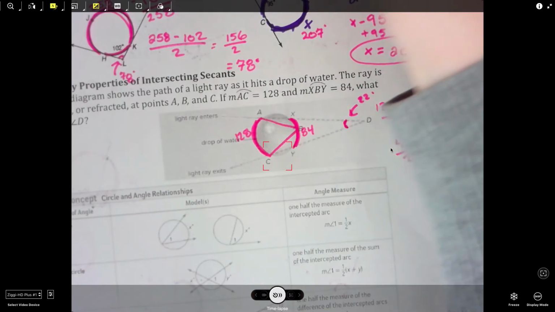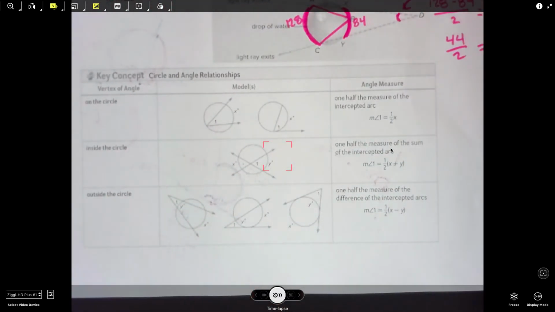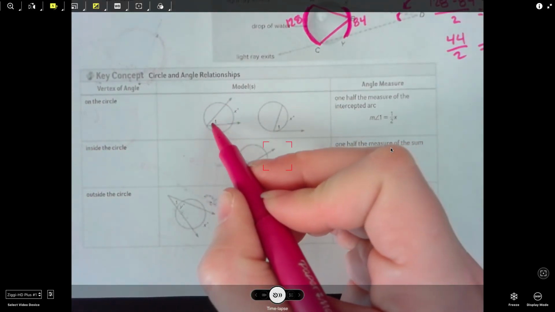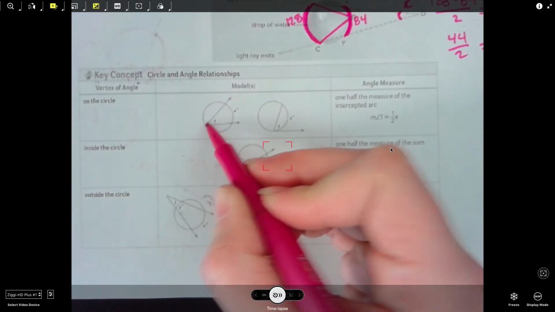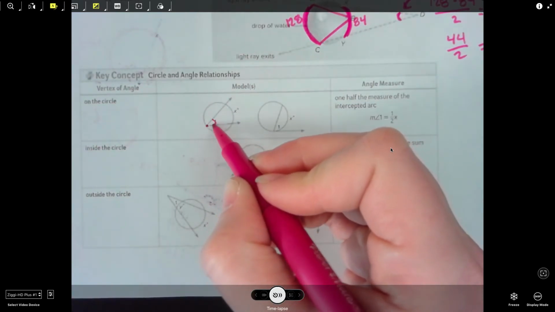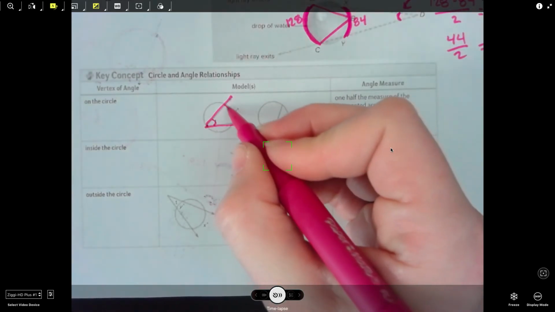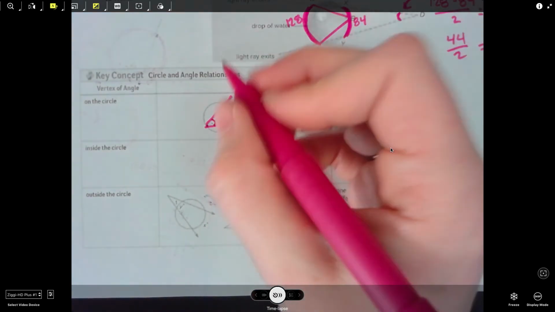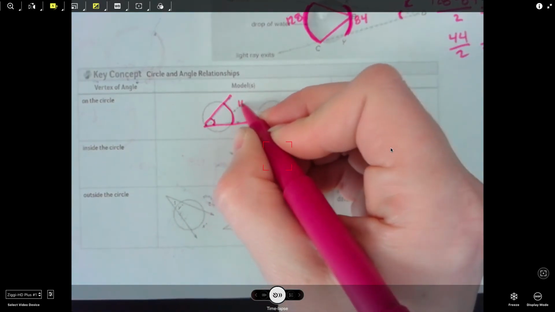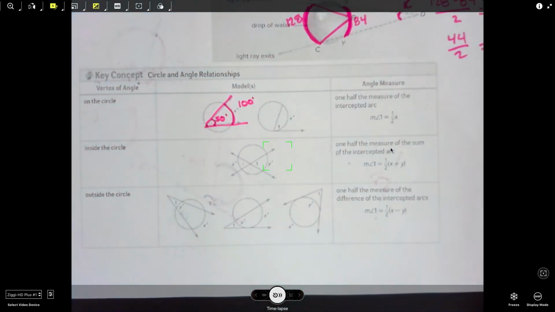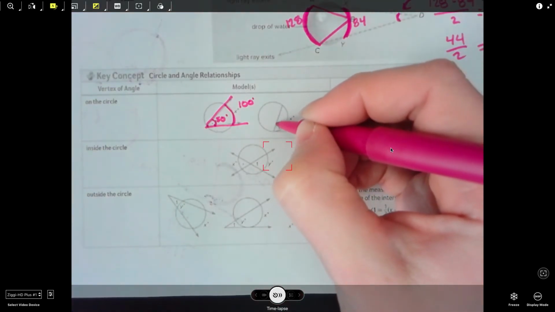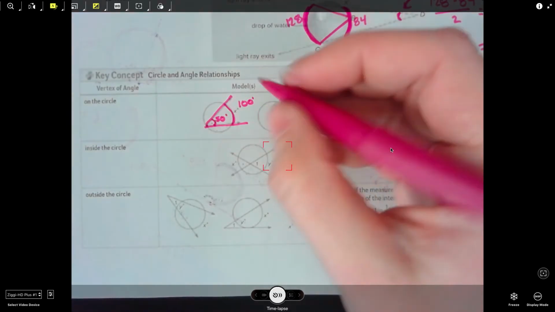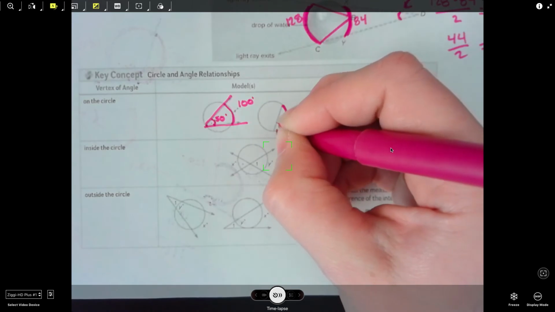So this key concept down here is just summarizing the 3 theorems that we had. If you have your secant line that is on the circle, or your angle that is on the circle, this arc right here will be double what the angle is, or the angle will be half of that. So if this is 100 degrees, this will be 50 degrees. Same thing over here. If you have this angle and this arc, the angle is half of what the arc is. So 120 degrees, this guy is 60.